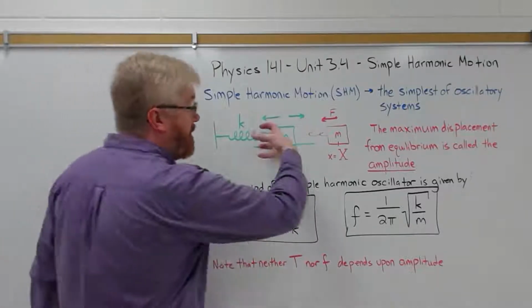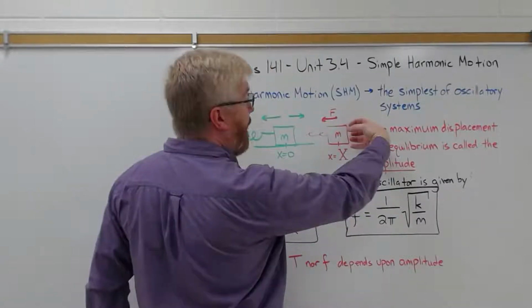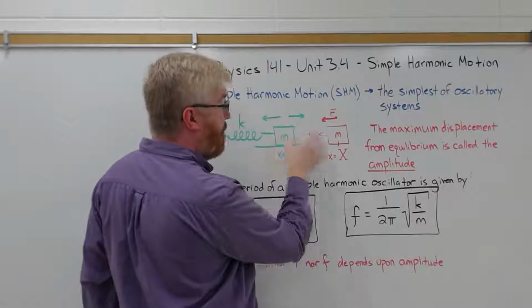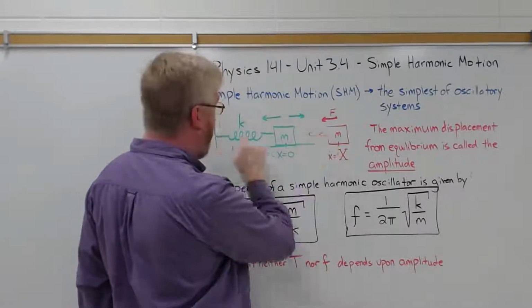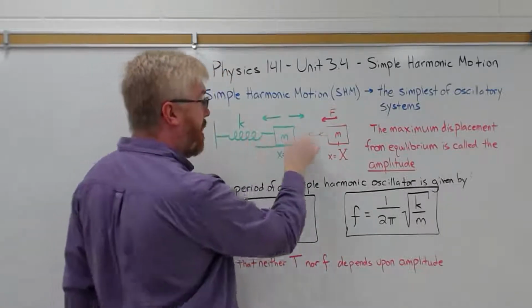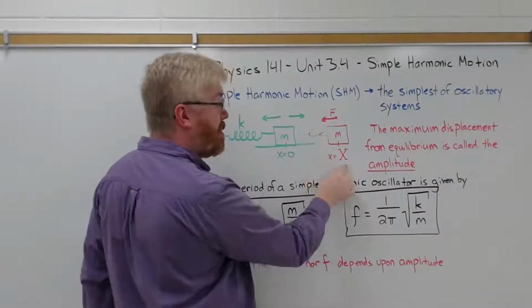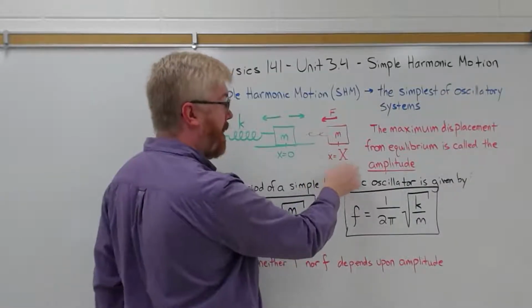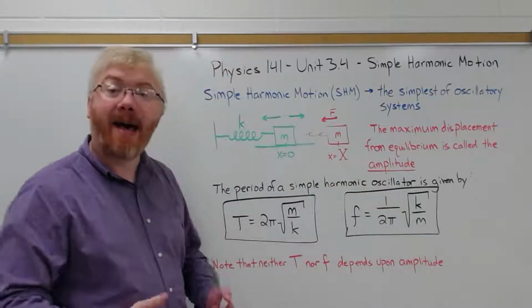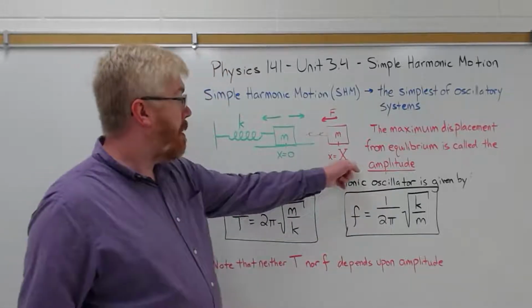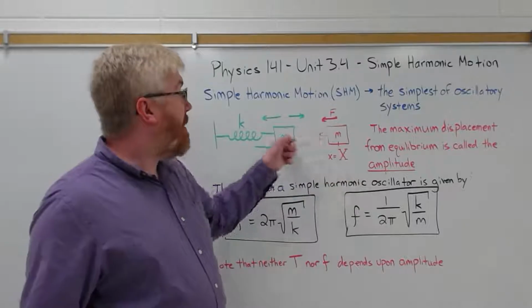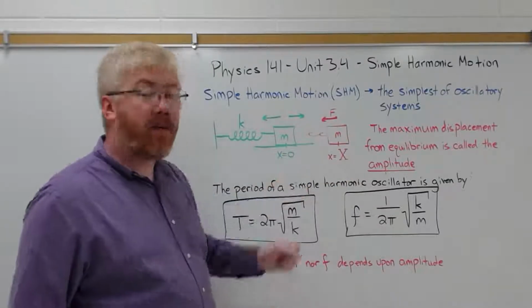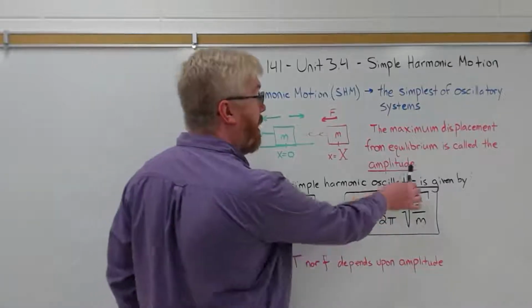Then if I stretch out the spring to some distance before I let it go, I move this mass here. The spring is still attached to the wall, but it's stretched out. Now I'm at some position capital X, drawn with little serifs on the top to represent that it's a capital X. This is the maximum displacement of the mass from the equilibrium position. We call that the amplitude.